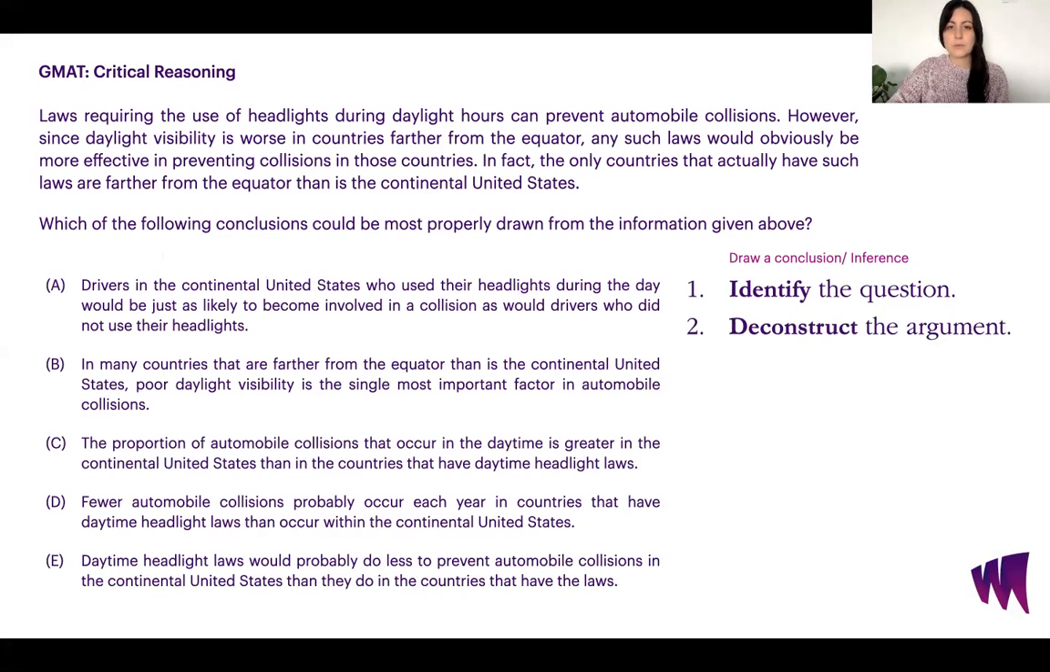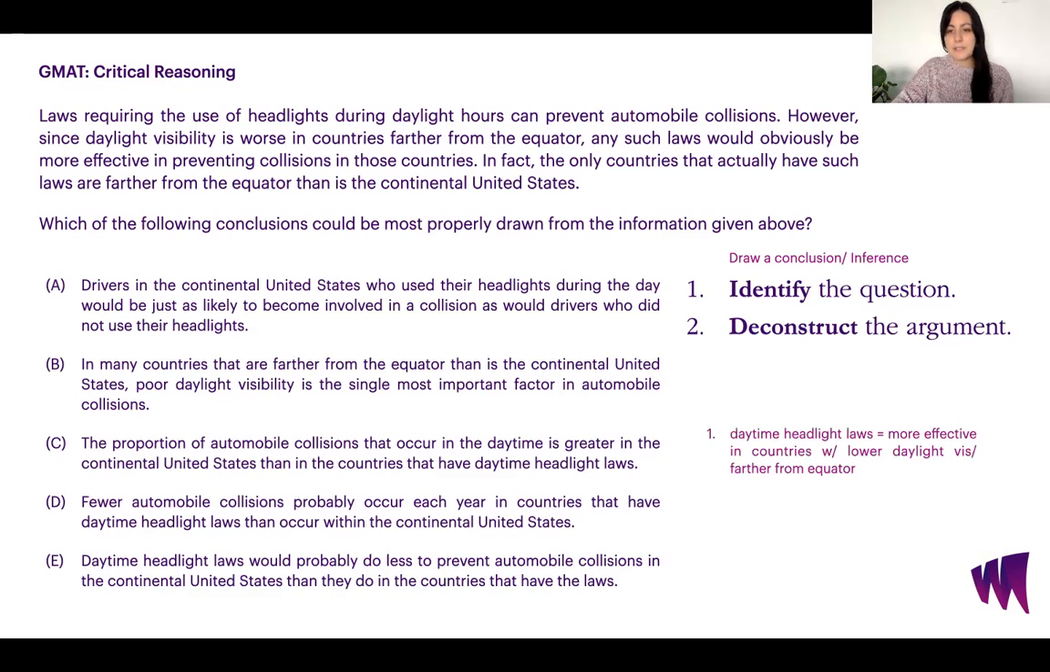So we're going to try to understand it. It says laws requiring the use of headlights during daylight hours can prevent automobile collisions. However, since daylight visibility is worse in countries farther from the equator, any such laws would obviously be more effective in preventing collisions in those countries. In fact, the only countries that actually have such laws are farther from the equator than is the continental United States. So there are a couple of pieces of information we can break down from this little argument.